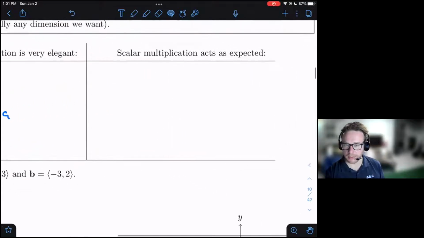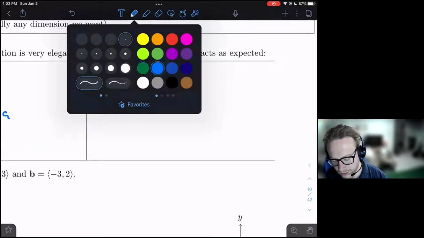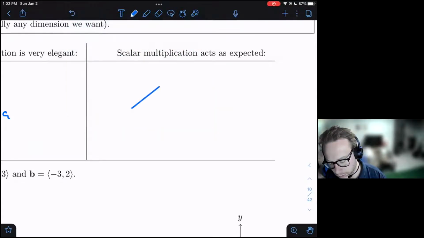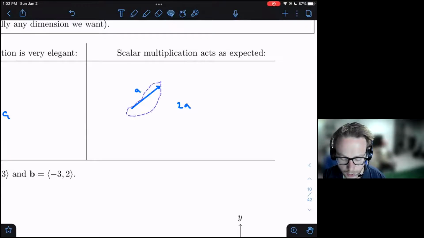Now, with scalar multiplication, again, it's got a very suggestive name. So if I had some vector A, say something like this, and if I wanted to draw 2A, well, it would be in the same direction, but it would be twice as long. It quite literally has scaled it.